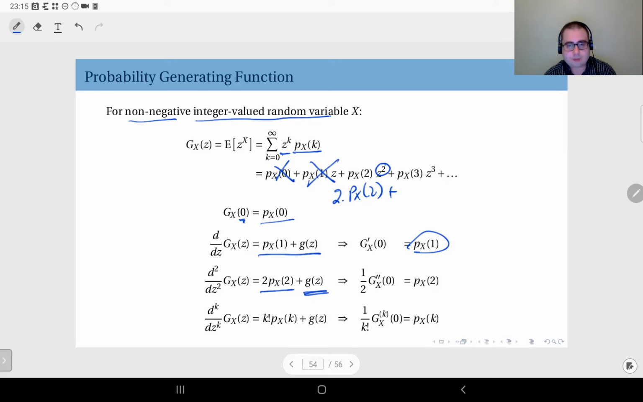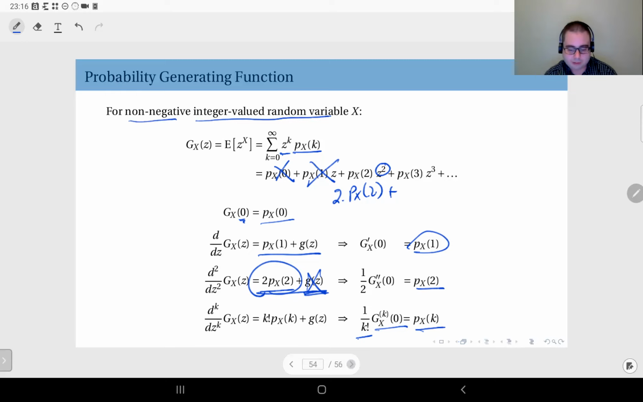That function of z is something times z, plus something times z squared, plus something times z to the power 4, etc. So again, if you evaluate it at z equals 0, this will disappear and you will get the following. The probability at 2 is equal to 1 over 2 times the second derivative of the generating function evaluated at 0. You generalize this: if you evaluate the kth derivative of the generating function at 0 and divide by k factorial, what you get is the probability at k. So from the generating function, you can retrieve the PMF.